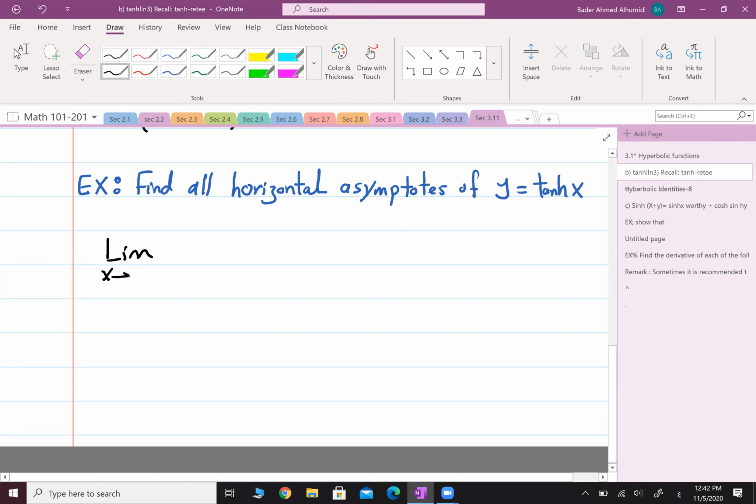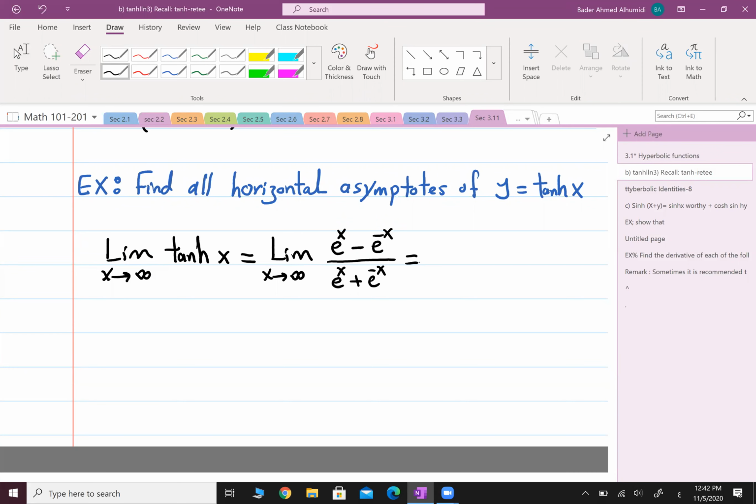ف x goes to infinity for the hyperbolic tangent of x. بالتالي أنا مضطر أرجع للتعريف دائما فيصير عندي limit as x goes to infinity of e to the x minus e to the power minus x over e to the x plus e to the power minus x. أعتقد حلينا السؤال هذا سابقا. Which one is more significant at infinity? e to the x or e to the power minus x? بمعنى آخر هذه الكمية e to the power minus x goes to what? Zero. أحسنت zero.